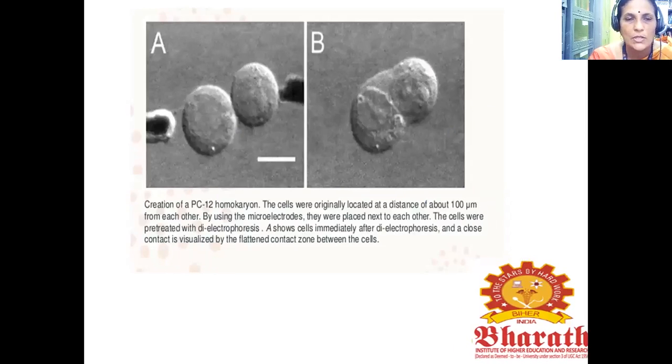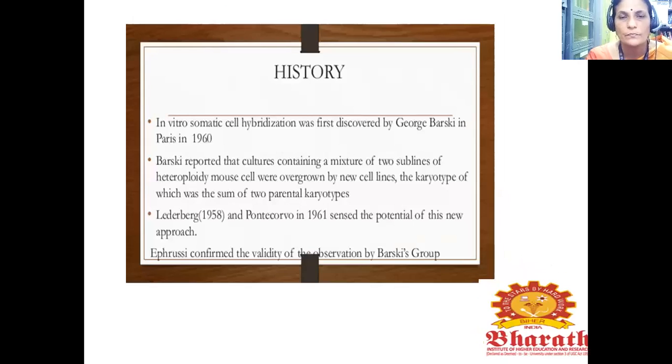This picture shows the creation of a PC12 homokaryon. The cells were originally located at a distance of about 100 microns from each other. By using microelectrodes, they were placed next to each other. The cells were pre-treated with dielectrophoresis. Picture A shows cells immediately after dielectrophoresis, and a close contact is visualized by the contact zone between the cells.